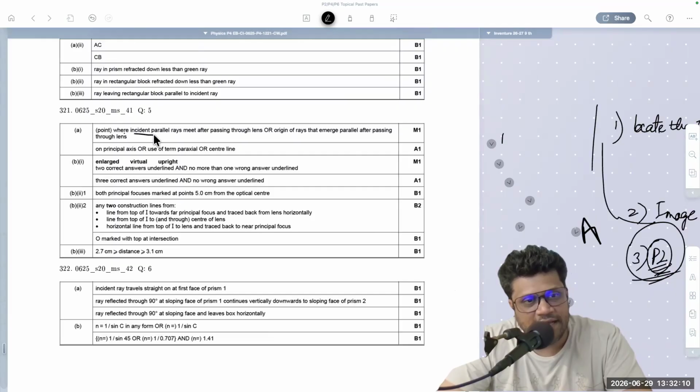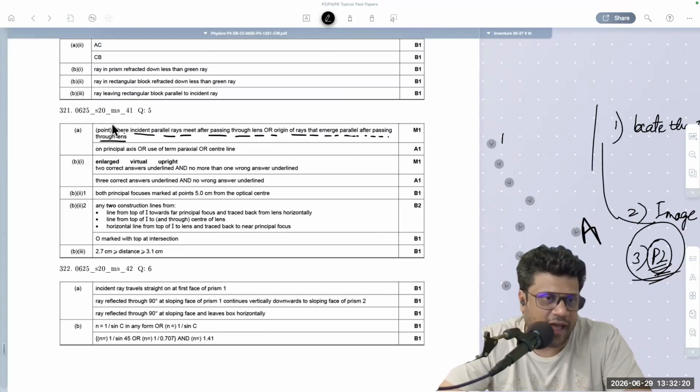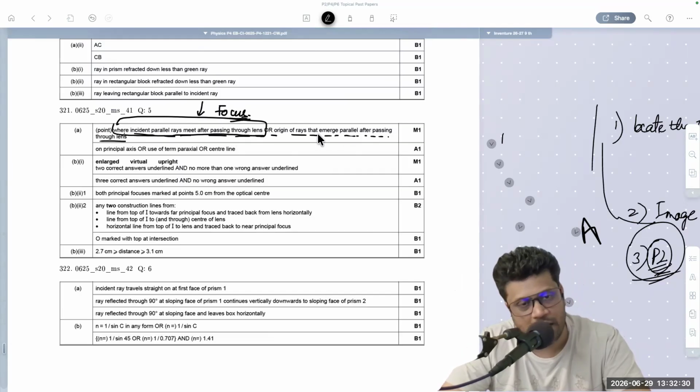A point where the incident parallel rays meet after passing through the lens, or the origin of the rays that emerge parallel after passing through the lens. One of these three is good enough. I would prefer it to be: a point where incident parallel rays meet after passing through the lens. Well, that's what I would want it to be when they want you to explain what the focus is for an optical lens.